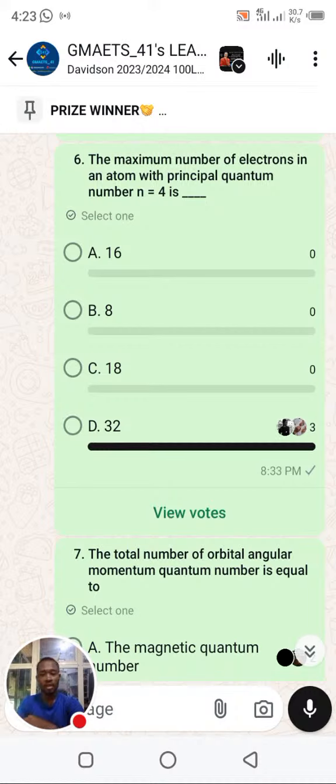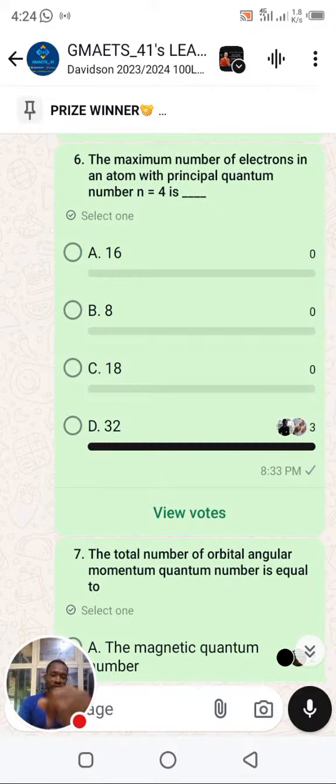Question number 6. The maximum number of electrons in an atom with principal quantum number n equal to 4 is... So it's also a simple one. We are being asked the maximum number of electrons that can be contained in an atom with principal quantum number n equal to 4. So what we do is to use the Bohr-Bury scheme. In the Bohr-Bury scheme, there is a formula for determining the maximum number of electrons that a given principal quantum number can contain. And that formula is 2n raised to the power of 2, so that n is squared.